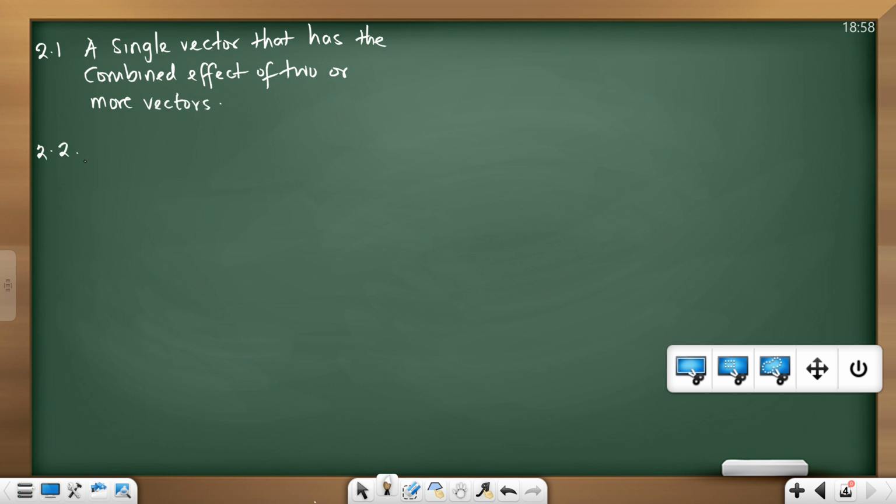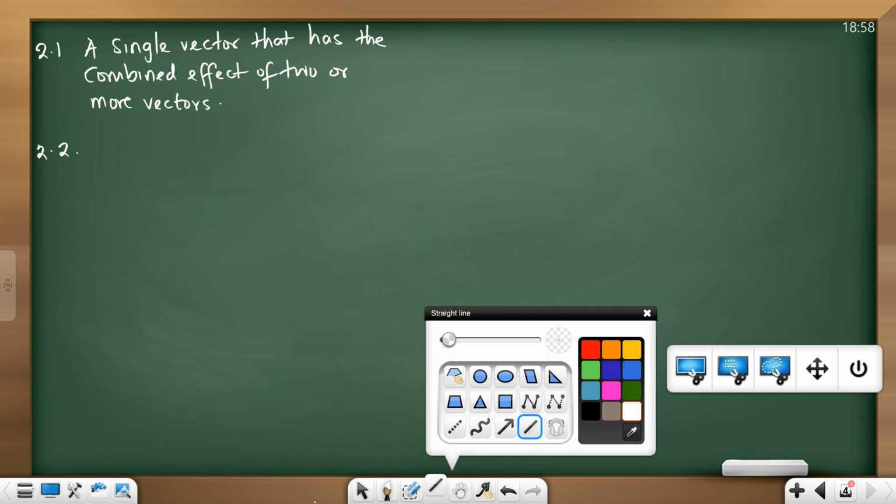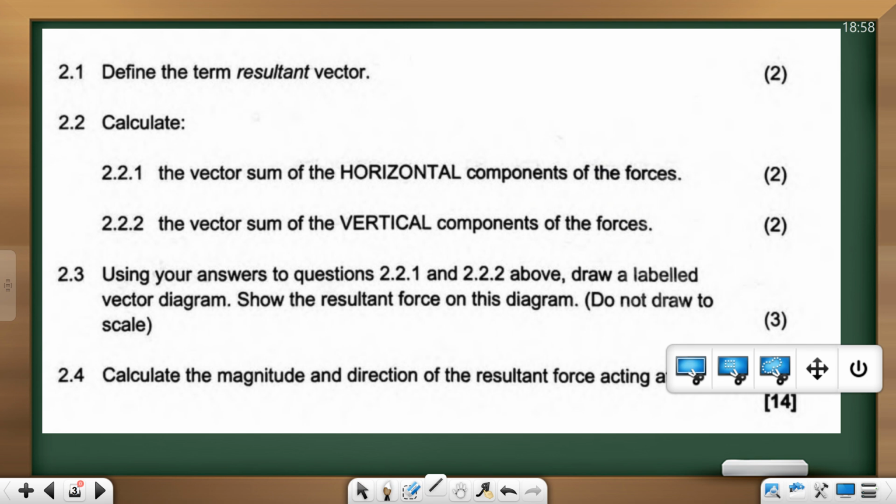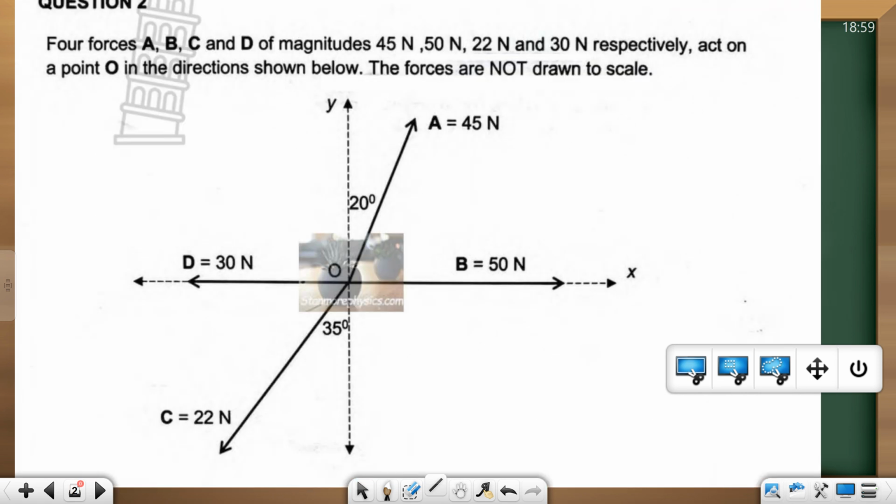2.2. So you're marking. Calculate the vector sum of the horizontal component of the forces. Now, which ones are my problem? My problem are A and C. B and D are already fine. And what we usually do is to convert that into vertical and horizontal.